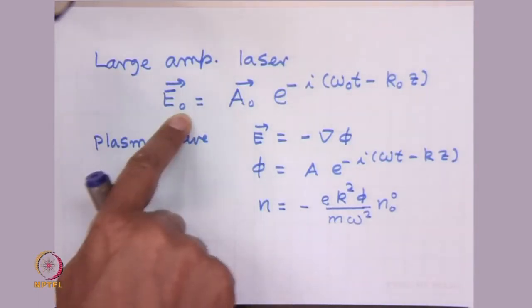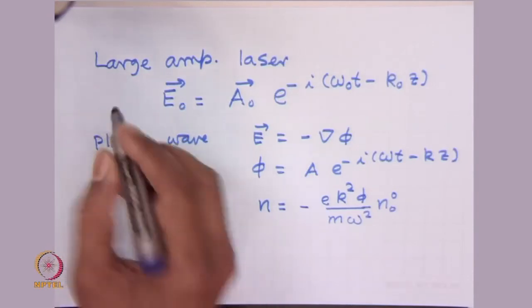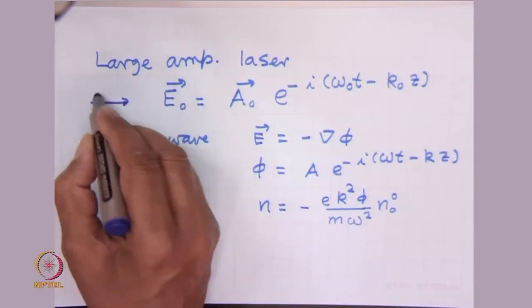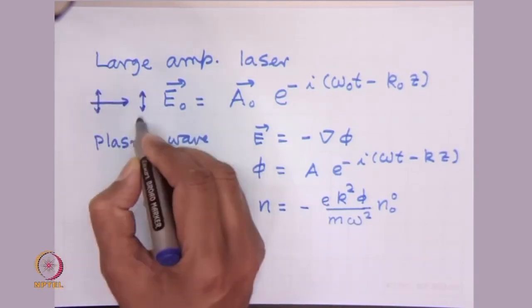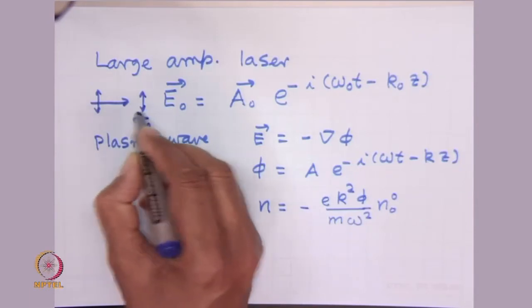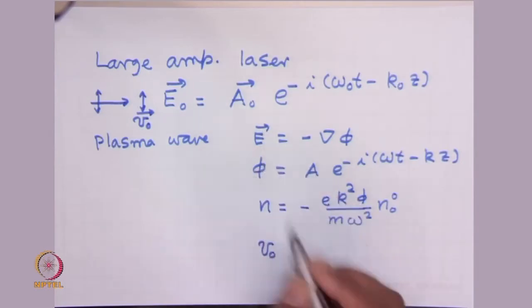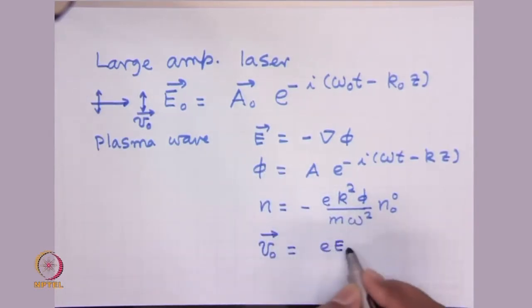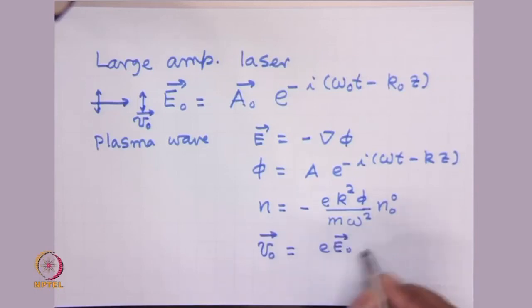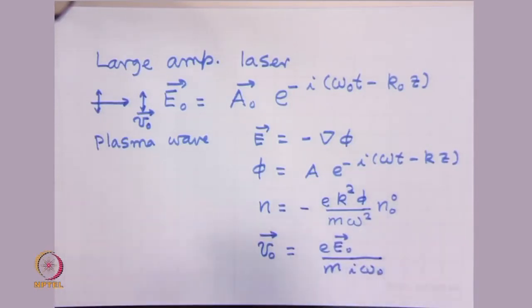Now what will this electromagnetic wave do? It will produce an oscillatory velocity to electrons. So if the wave is going like this, the electric field is like this, and it will cause an oscillatory velocity of the electrons called V0. So V0 is produced by this field of the pump wave, which is equal to e E0 upon m i omega 0. What is the consequence?